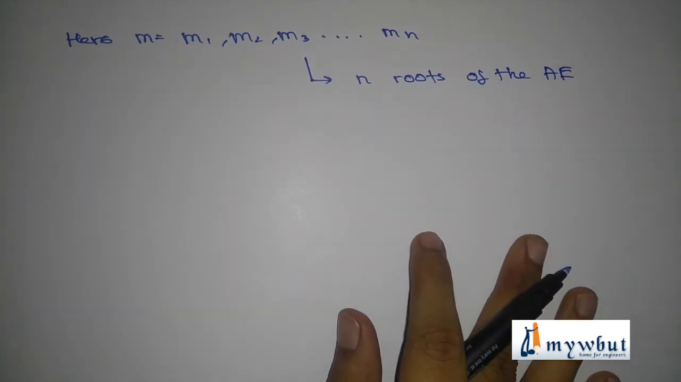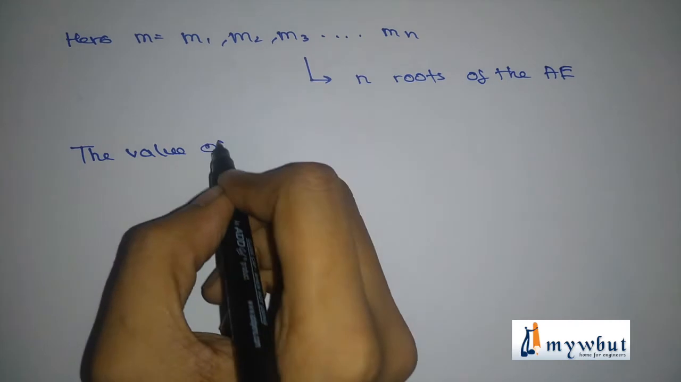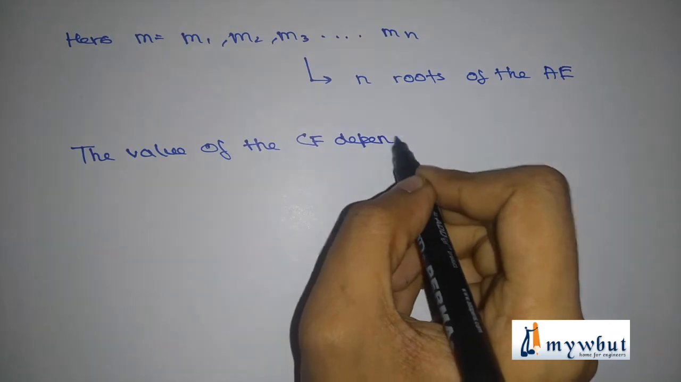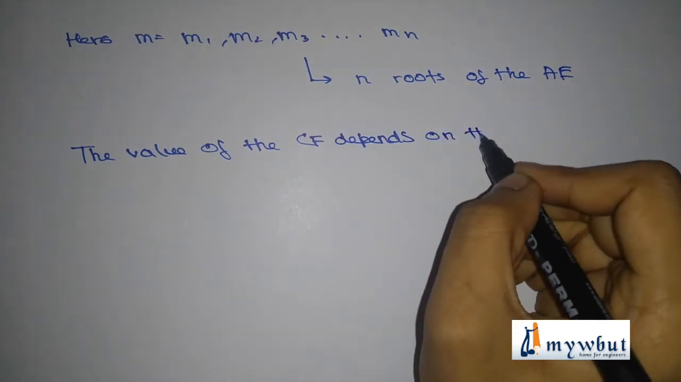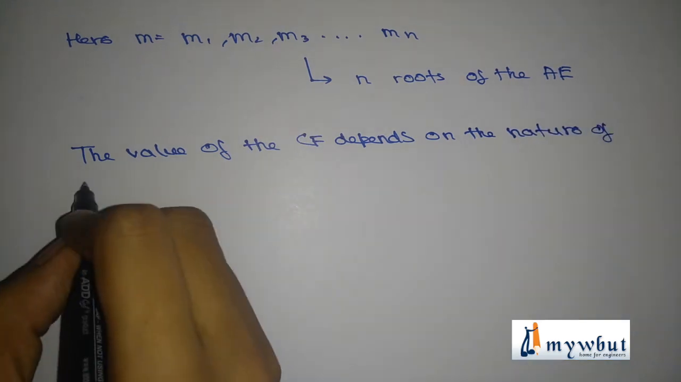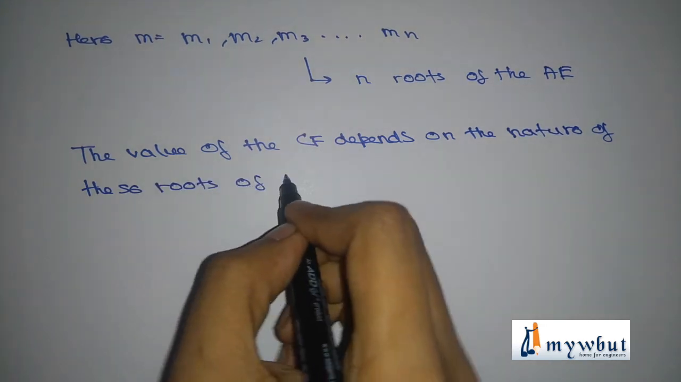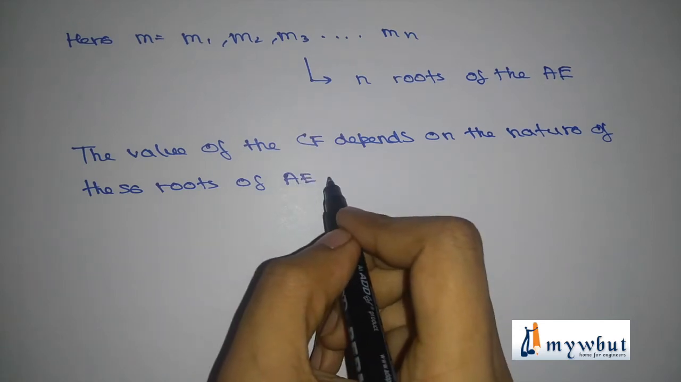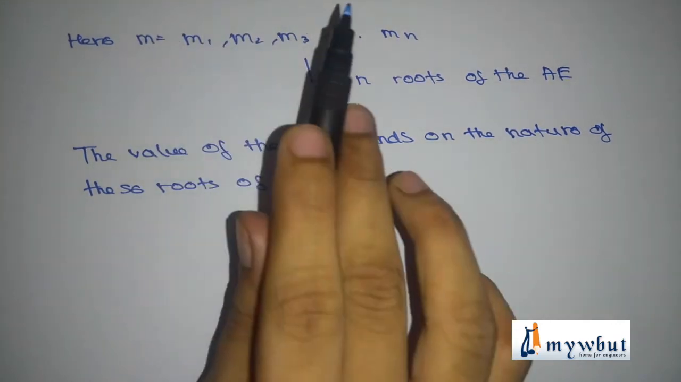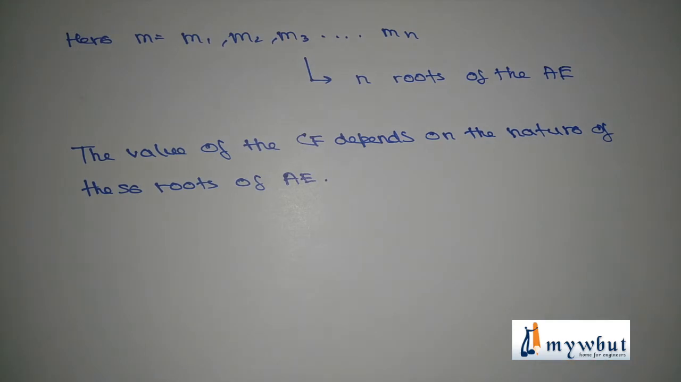So the value of our complementary function, or CF, depends on the nature of these roots of the auxiliary equation. So depending on these roots of the auxiliary equation, that is m1, m2, m3, up to mn, we can find out the value of our complementary function.